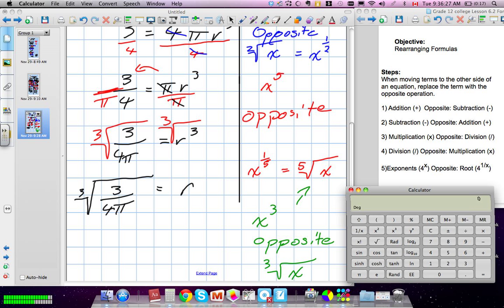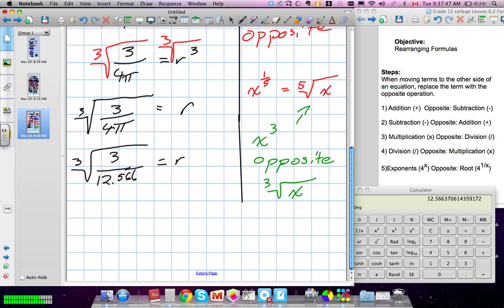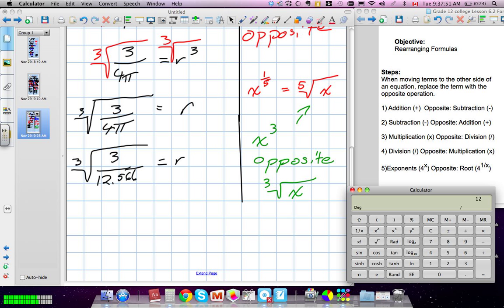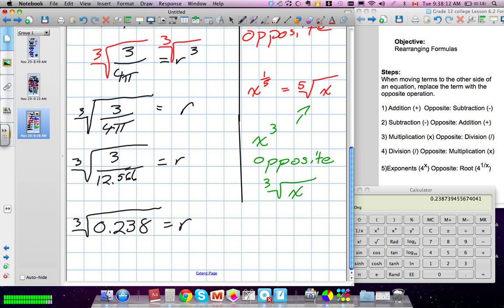The first thing we need to do is work out what's inside that expression. So we have 4 times pi is equal to, that's our number on the bottom, 12.5666. So we just figured out what 4 times pi was. We're still looking for the 3rd root of 3 divided by 12.566 is equal to r. What we're going to do here, we're going to divide 3 by that number. So 3 divided by our 12.566 is 0.238. So we have the 3rd root of 0.238 is equal to r.